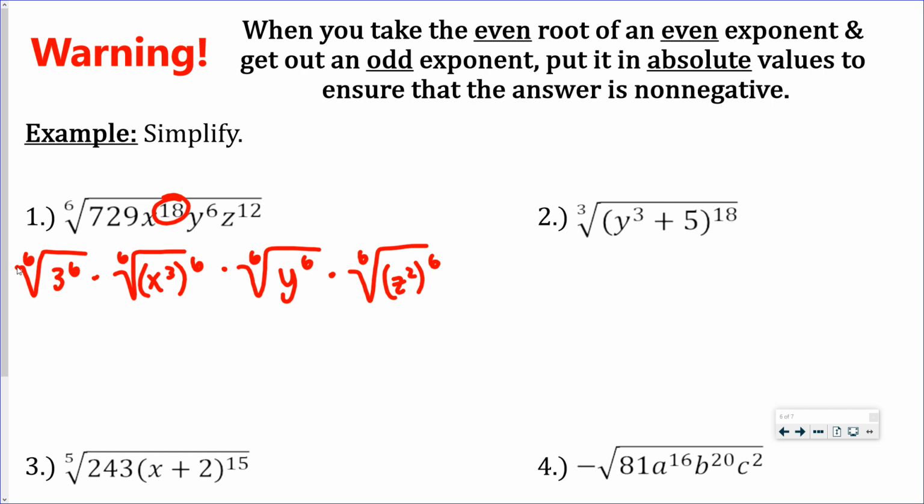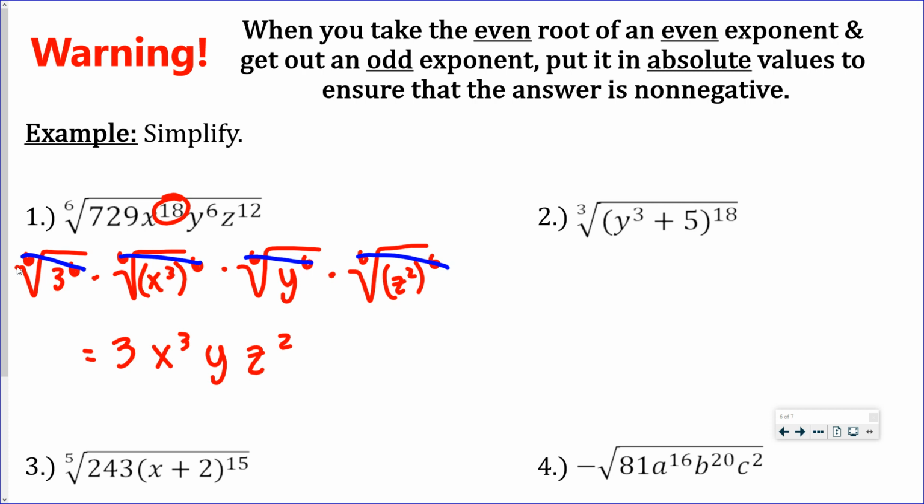So here's the fun part. Cancel, cancel, cancel, cancel. I would be left with 3x cubed y z squared.